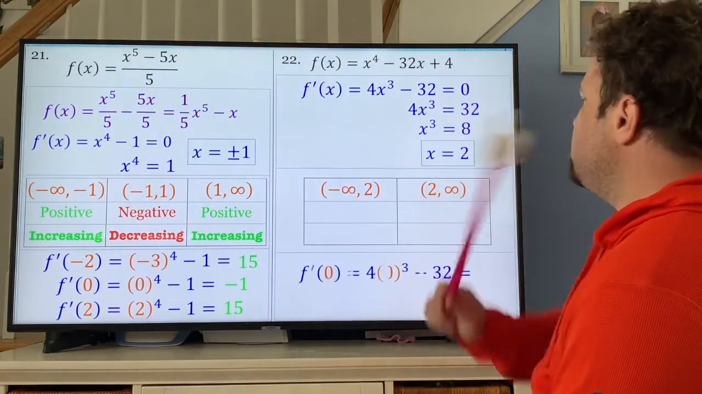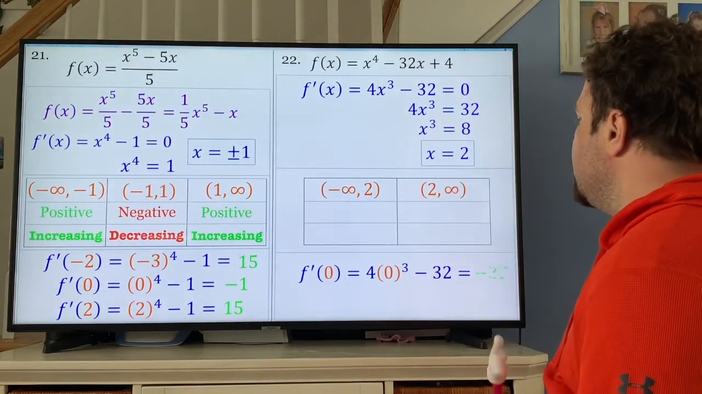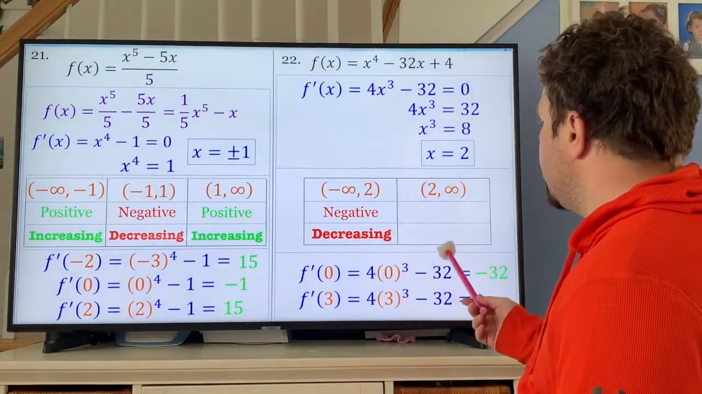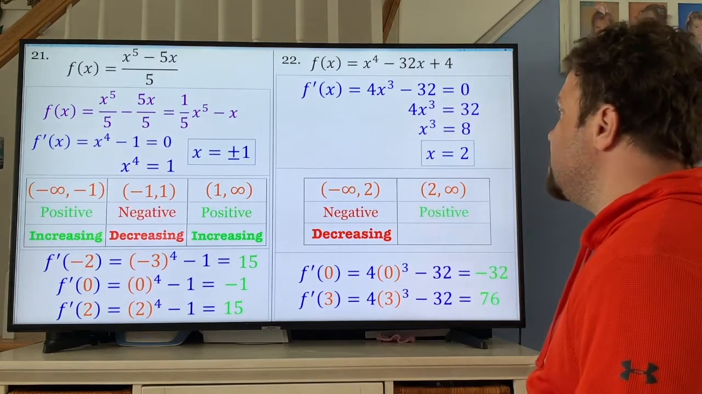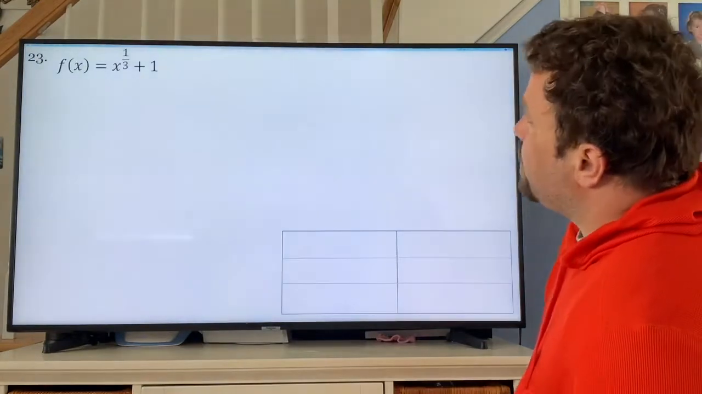Let's pick 0. All right, 0, plug it into the derivative, not the original equation. You get negative 32, which is a negative number, which is decreasing. All right, 3, 76, which is a positive number, which is increasing. All right, that's it. Let's look at problem number 23.